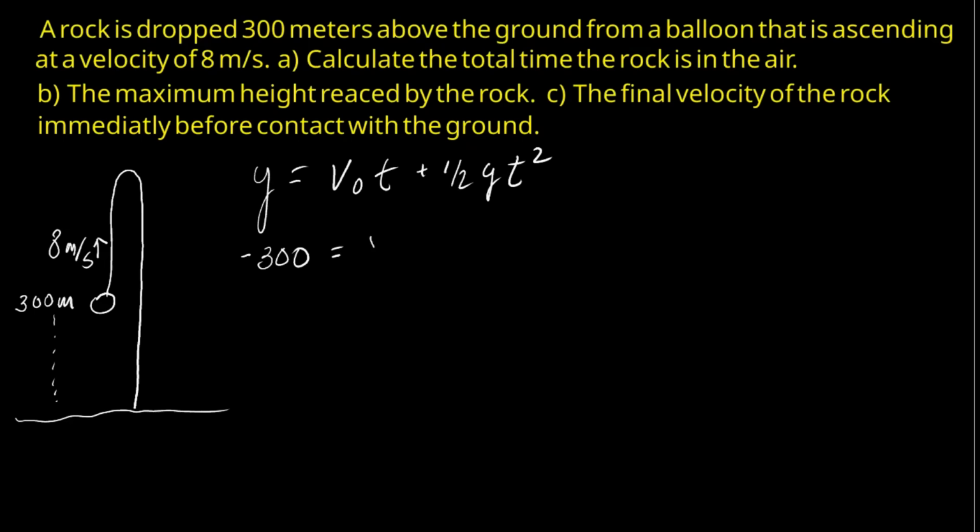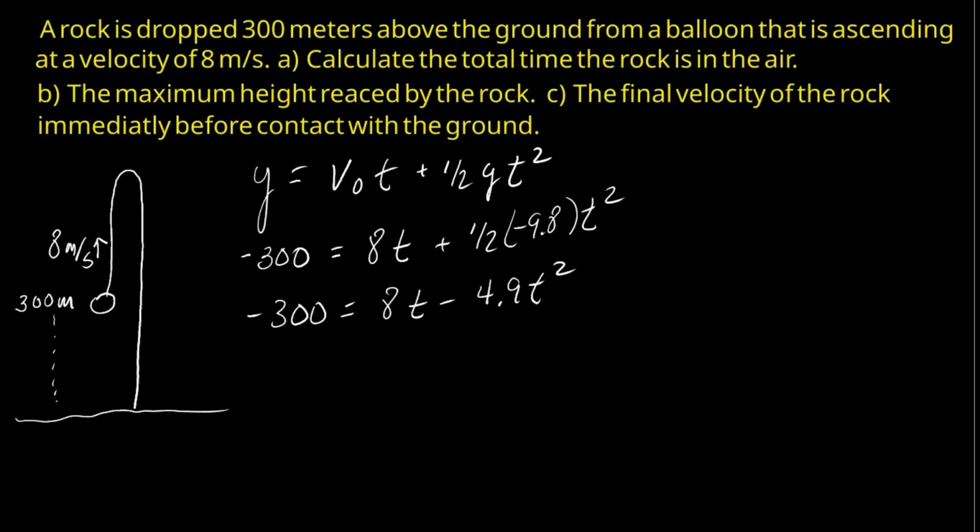The initial velocity is 8 times t plus 1/2 of a negative 9.8 t squared. So negative 300 equals 8t minus 4.9t squared, and put this into the quadratic format: 4.9t squared minus 8t minus 300 is going to equal 0.